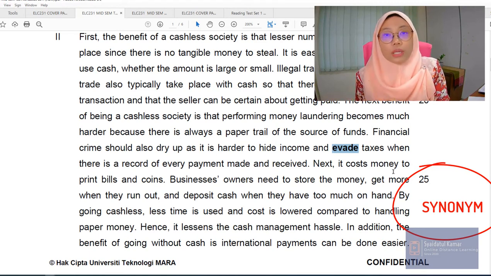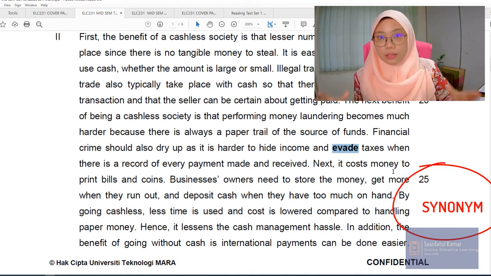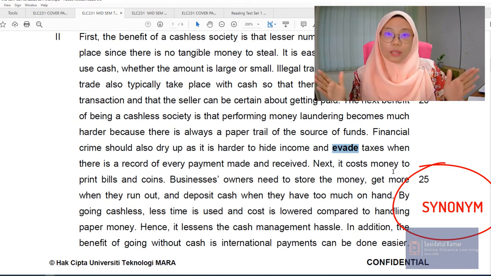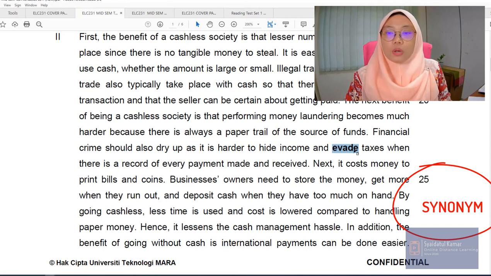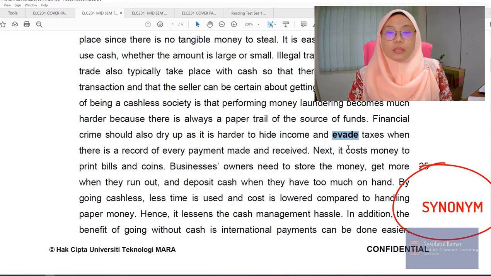Okay, so as you know, in the English language, one word could contain many meanings, right? It could contain multiple meanings. So how do you decide which meaning the word has? It depends on the context, or the situation of the article, or what the article is all about. So if you take a look at this question, for example, the word evade means what?